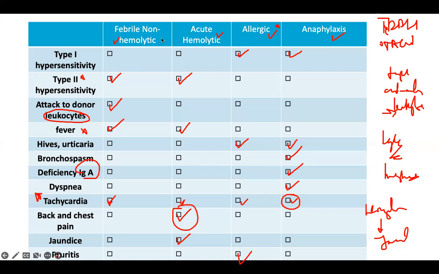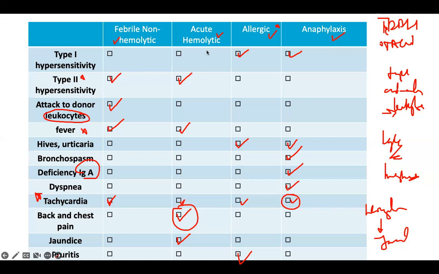What are the key features for febrile non-hemolytic? It's non-specific, like tachycardia. They may have fever. That's the classic for them. And they have headache, flushing, chest pain, which is a type 2. Acute hemolytic: usually there's interaction between antibody and antigen. They can have fever, hypertension, tachycardia, back pain, chest pain, and jaundice.